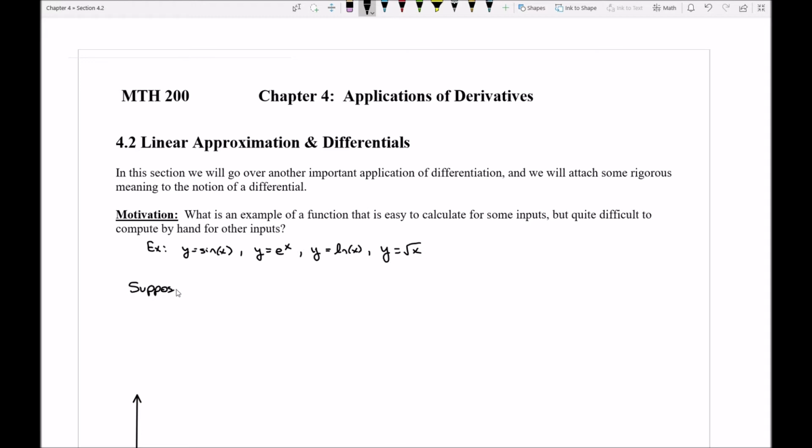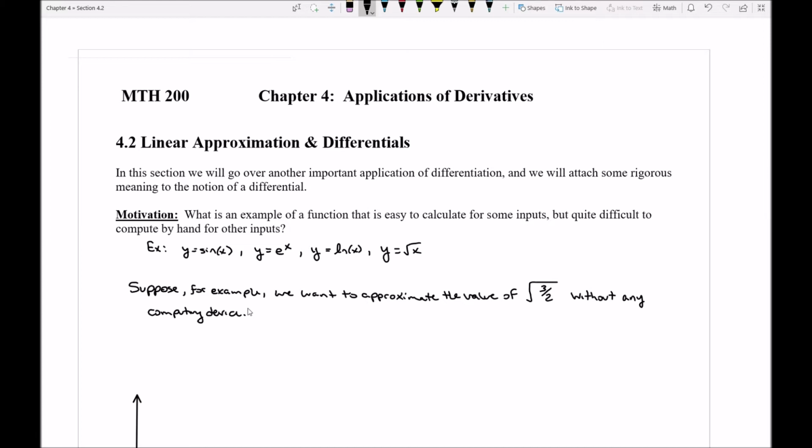So I'll say here, let's suppose, for example, that we want to approximate the value of the square root of, say, 3/2. Now, I, of course, am going to want to do this without any computing device. That is, I'm interested in how would I do this if I didn't have a calculator, if I didn't have a website that could compute this for me.